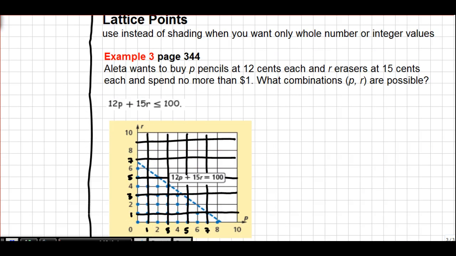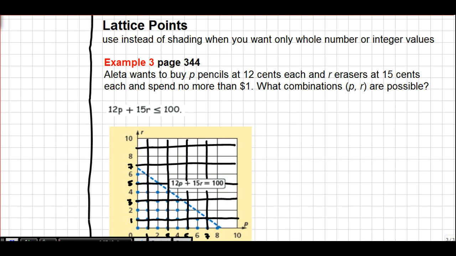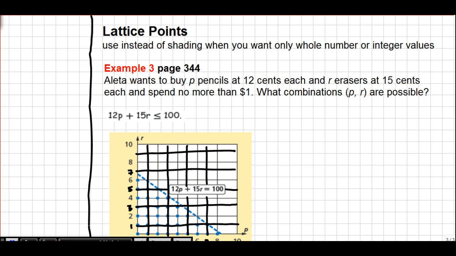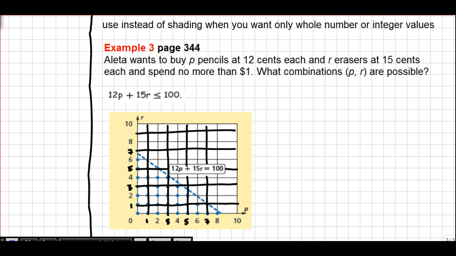Lastly, I would like to point out to students that there will be situations where you will do lattice points, meaning you'll shade below the line, but you'll only indicate the answers are going to be where the grid lines cross. So if you look at this example, she wants to buy pens and erasers. When you go to the store, you're not going to be able to purchase partial erasers or partial pencils, so only whole number answers would make sense. You can buy 1 pencil and 1 eraser, or you could buy 2 pencils and 1 eraser, or any of the combinations that are listed here as dots.